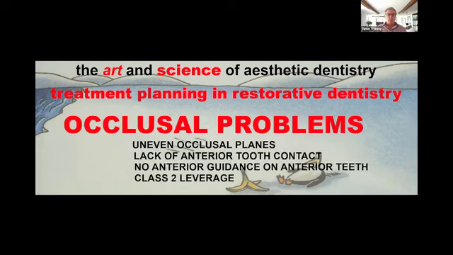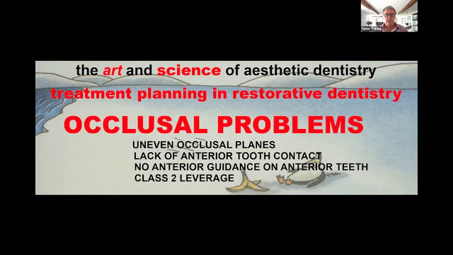So our occlusal problems as we see them at the moment. We've mentioned we've got this uneven occlusal plane. We've got this very, very tight curve of Spee. We've got lack of anterior tooth contacts. So we've got no anterior guidance from the anterior teeth. As we mentioned, that means we've also got class 2 leverage. So we've got a lot to sort out here as we go through our reconstruction.